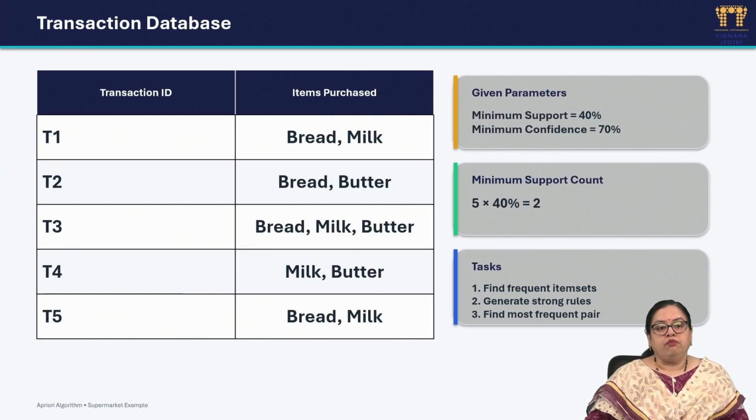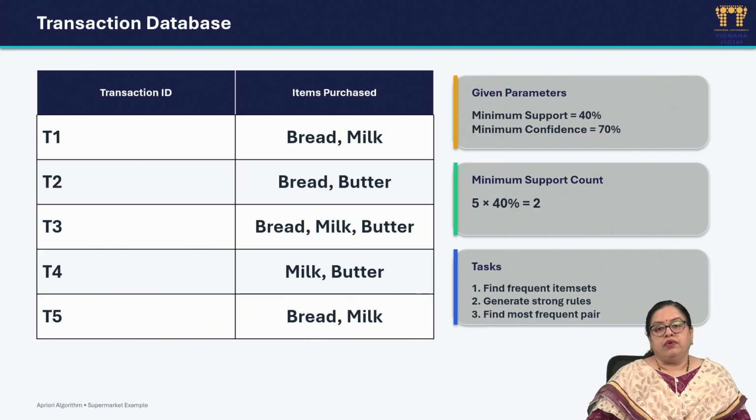Okay, so here 5 transactions are given. This is one small example with 5 transactions of bread, milk, butter. In transaction 1, bread and milk only; transaction 2, bread and butter only; transaction 3, bread, milk, and butter; transaction 4, milk and butter; and T5, bread and milk.